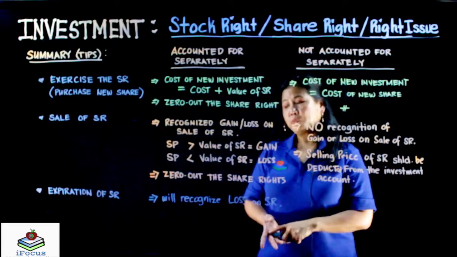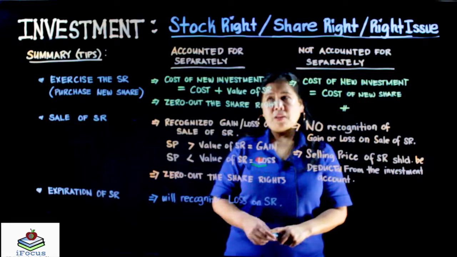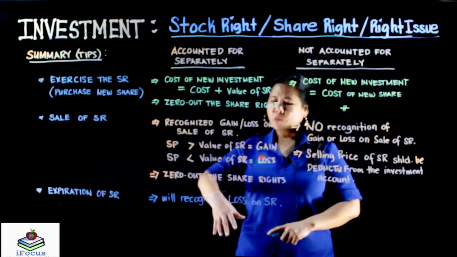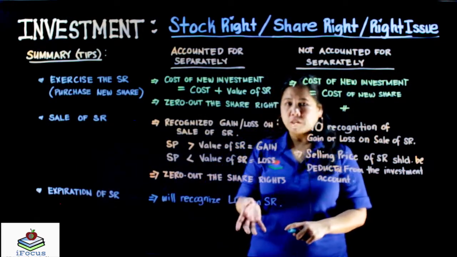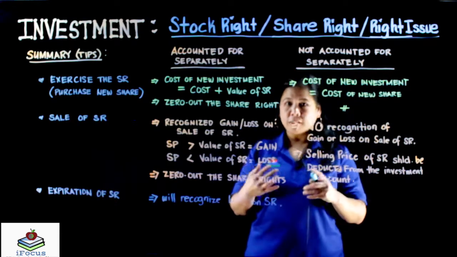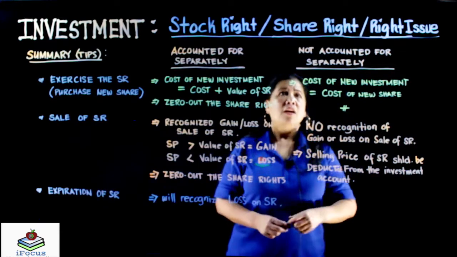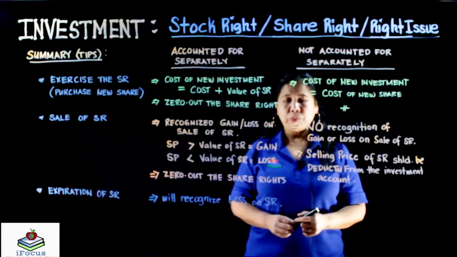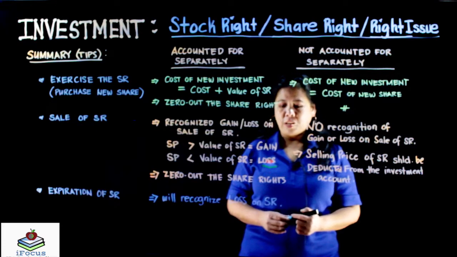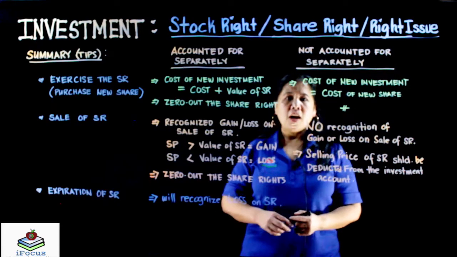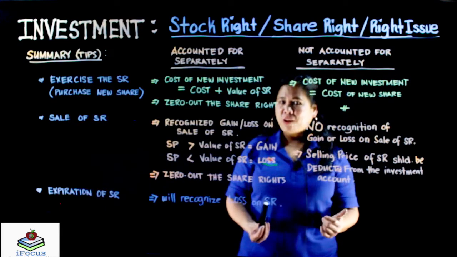So kapag nag-expire na ang kanyang stock rights under this accounting, we will recognize a loss on stock rights na ipipresent natin sa ating income statement. Dito naman sa not accounted for separately, wala tayong i-recognize na loss on stock rights. Ang gagawin lang natin ay memorandum entry.